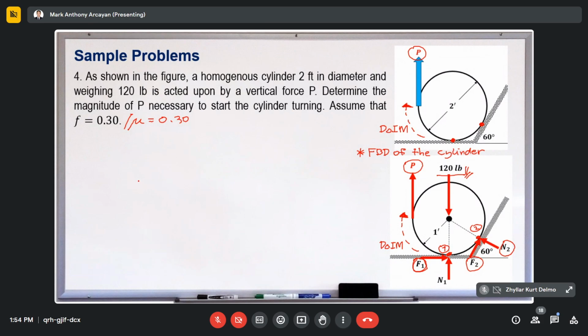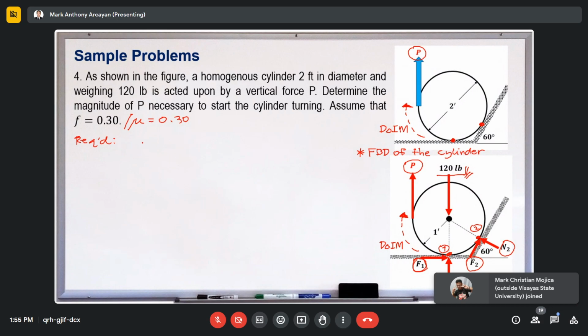So we're now good to go, we proceed to use the three equilibrium equations: summation of forces along the vertical, horizontal, and summation of moment. So we indicate here that the requirement for this problem is to solve for P. Okay, solving for P. So we have the FBD of the cylinder.